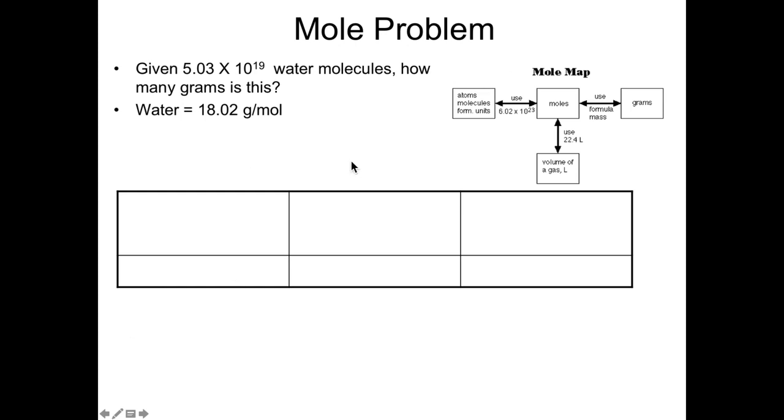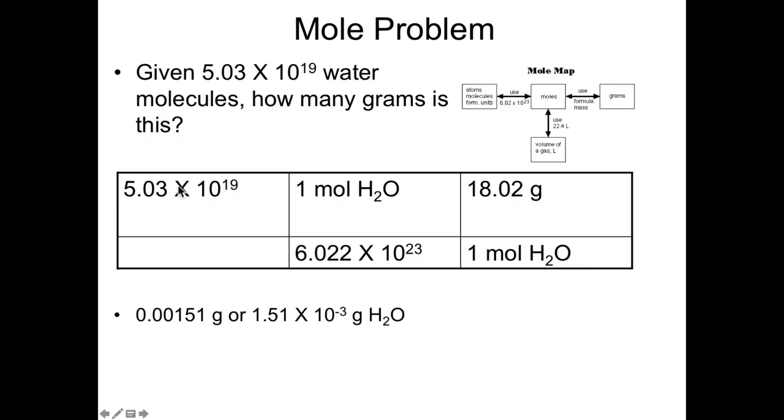Given 5.03 times 10 to the 19 water molecules, how many grams is this? Water is 18.02 grams per mole. So what's going to happen is I'll put 5.03 times 10 to the 19 molecules up here. 1 mole of water will be over 6.022 times 10 to the 23rd. We'll have 18.02 grams over 1 mole of H2O. So we'll cancel molecules, we'll cancel moles. We'll end up with 0.00151 grams to make that work.